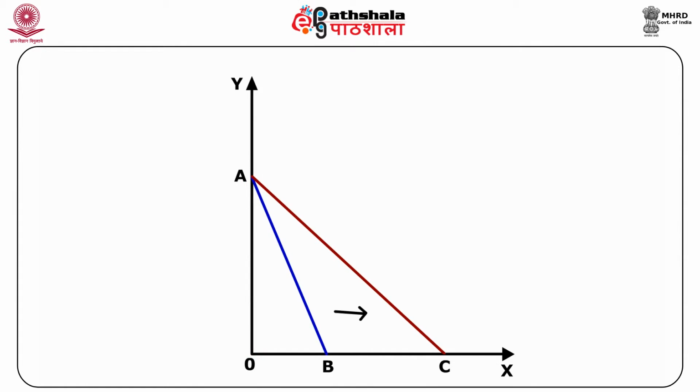The vertical intercept will not change because a consumer who consumes only Y will not be affected by any change in the price of X. According to equation third, a fall in Px will decrease the value of Px upon Py, slope of the budget line, making the budget line flatter without changing the vertical intercept.